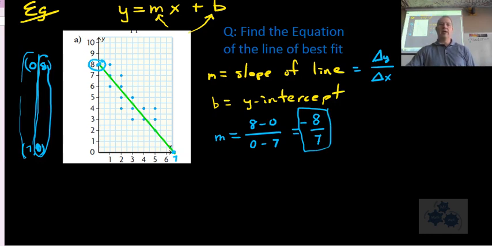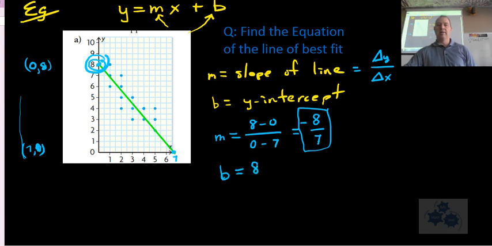What about the y-intercept? Well, the y-intercept is where the line hits the y-axis, and in this case we've identified this point already, haven't we? It's 0, 8. So the y-intercept, the b value, is going to be 8. That's the y value of the y-intercept. So here we've got these two numbers, and that's all you need to write an equation. So the equation is now going to look like this.